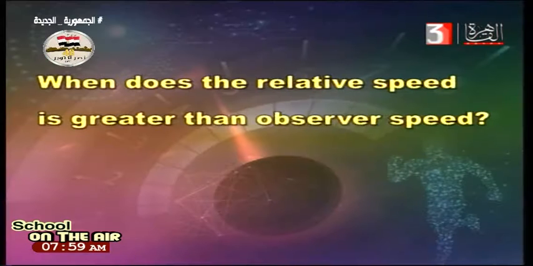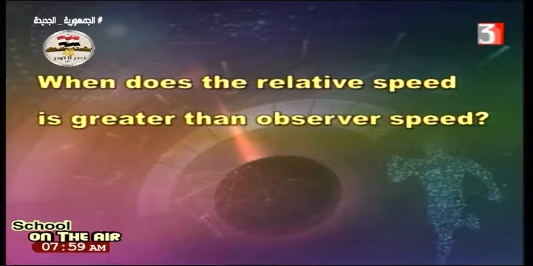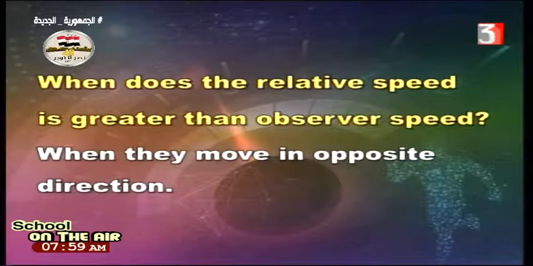So when is it greater, as I asked? If the two objects move in opposite directions. In the opposite direction we make what? We make V1 plus V2. So the relative speed will be greater than the actual speed. So we say again the relative speed equals actual speed plus observer speed. In this case the relative speed is greater than the actual speed.